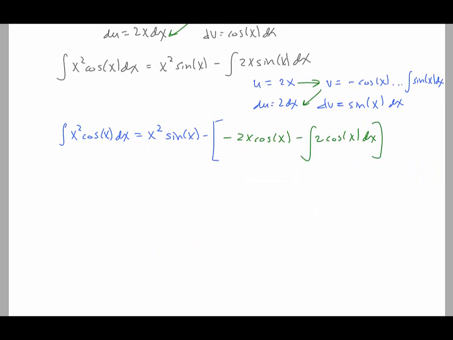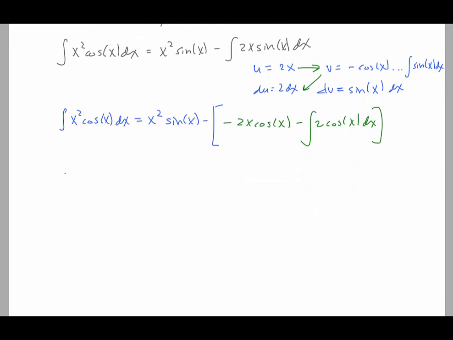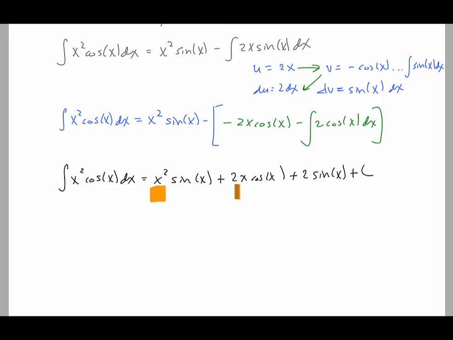It's 2 iterations. It means I've done this twice. So the integral of x squared cosine of x dx is equal to x squared sine of x. Now negative times a negative is a positive. Now let's look here. A negative times a negative is a positive, and the integral of the cosine is equal to positive sine of x plus c. So here's my solution. Now let's look to see what's happening with my variable. It's going from x squared to x to the first to x to the 0, meaning it's gone.